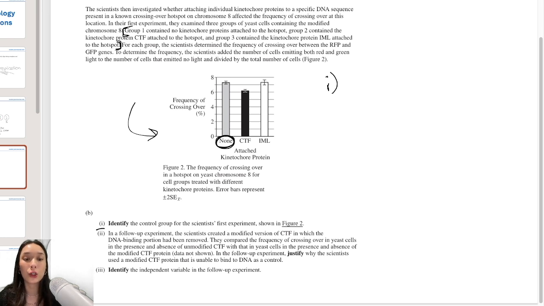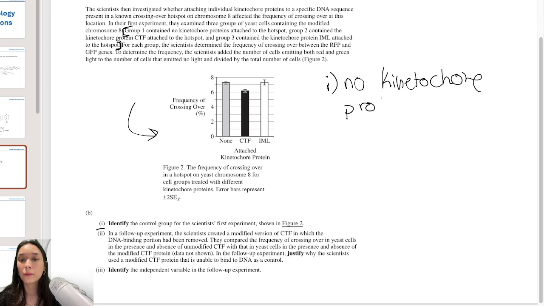So your control group is actually going to be the one that has no proteins, because you're going to take your CTF, you're going to compare it to this, you're going to take your IML, and you're going to compare it back to this to see if there's a difference. So your control group, all you would have to say is the group with no kinetochore proteins. Okay, so that one is pretty straightforward again.